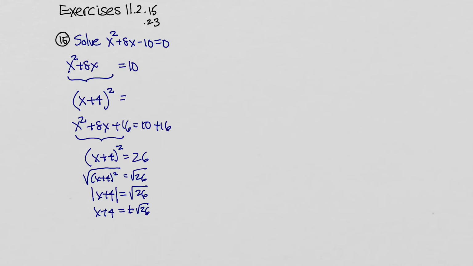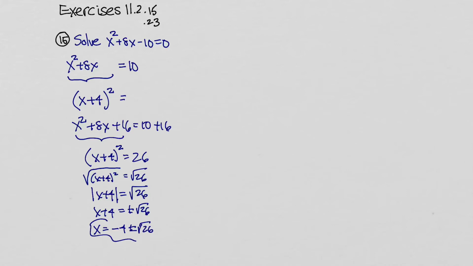And now we can solve for x, right? We can solve for x by subtracting that 4. So let's do that. Subtract 4, it'll look like this. x equals negative 4 plus or minus square root of 26. That doesn't look like a 26, does it? So let's write a 26 here.